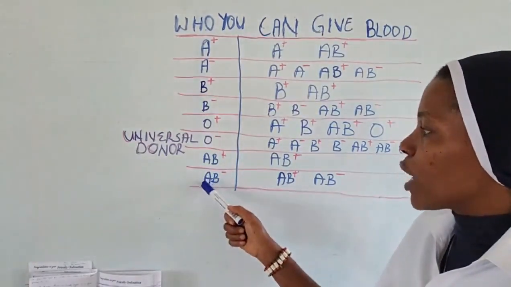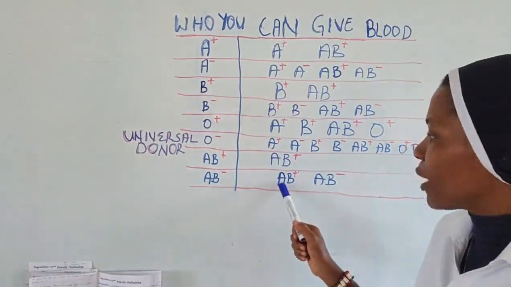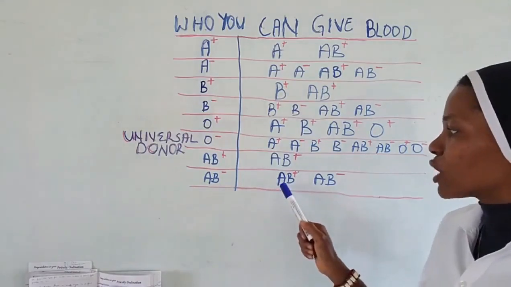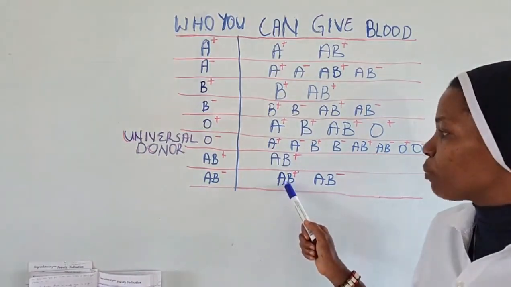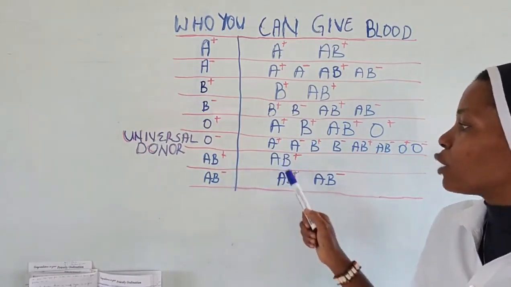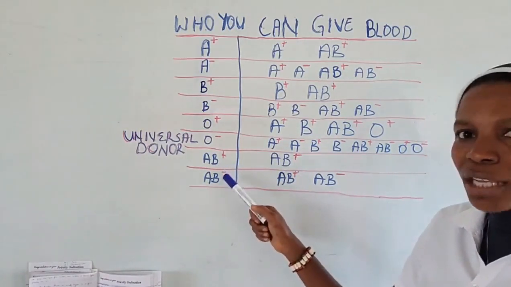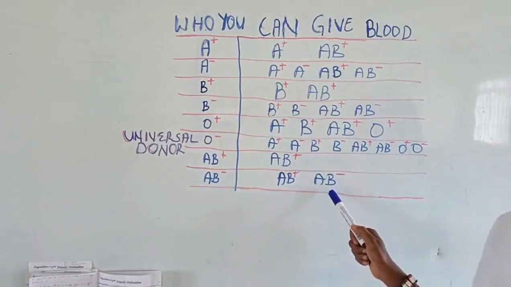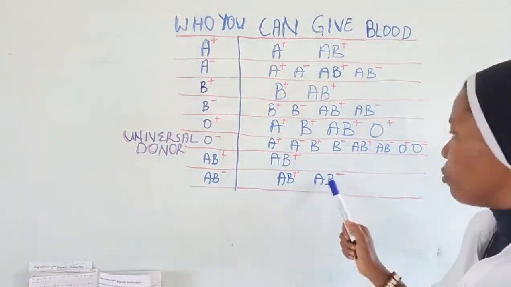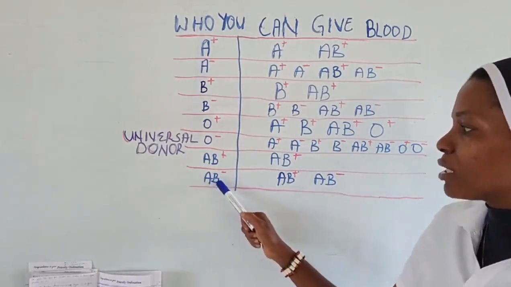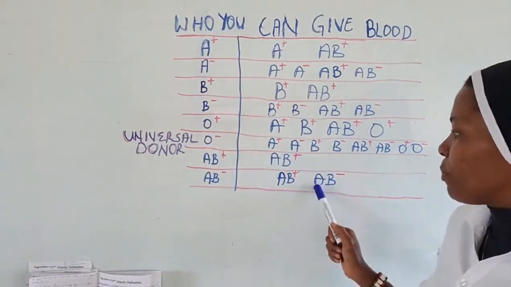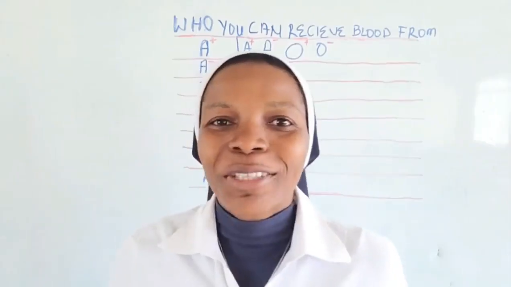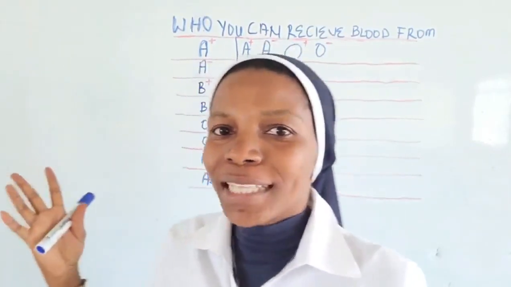For an individual who is AB negative, the individual can give blood to an individual who is AB positive. This is because it has AB antigens present, which is present in the person who has AB positive. And because it is AB negative, it will not have any reaction, because the negative here means that there is no Rhesus factor present. It can also give blood to a person who is AB negative, because that person's blood is matching: the AB antigen is present and a negative Rhesus factor. Now let us look at who we can receive blood from with our different blood types.